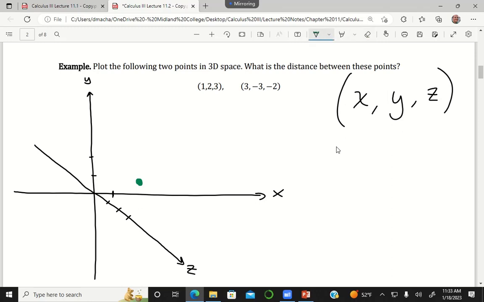It's not a perfect system because you could be like, oh, that looks like 2 and a half, 0. It's not perfect because I'm drawing on a flat sheet of paper, but that's the best I can do for that point.